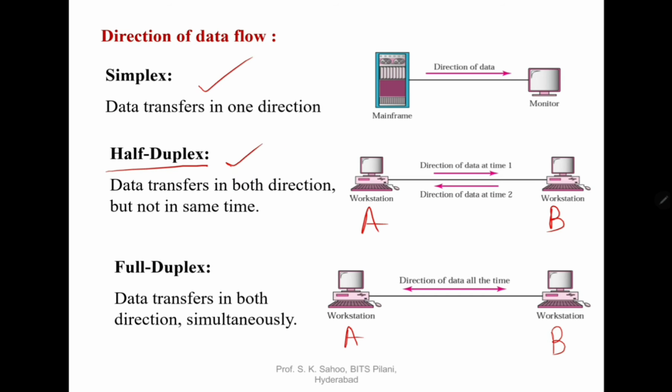Next, half duplex is like a walkie-talkie. In a walkie-talkie, one person speaks something and then says over. After that, the other person speaks something and then says over. That is an example of half duplex. Our telephone conversation, if you see, is an example of full duplex.